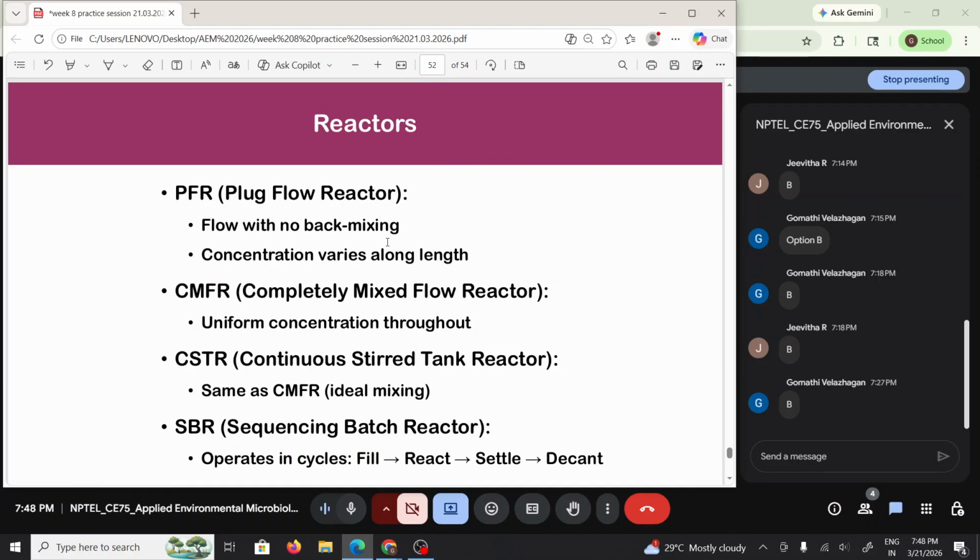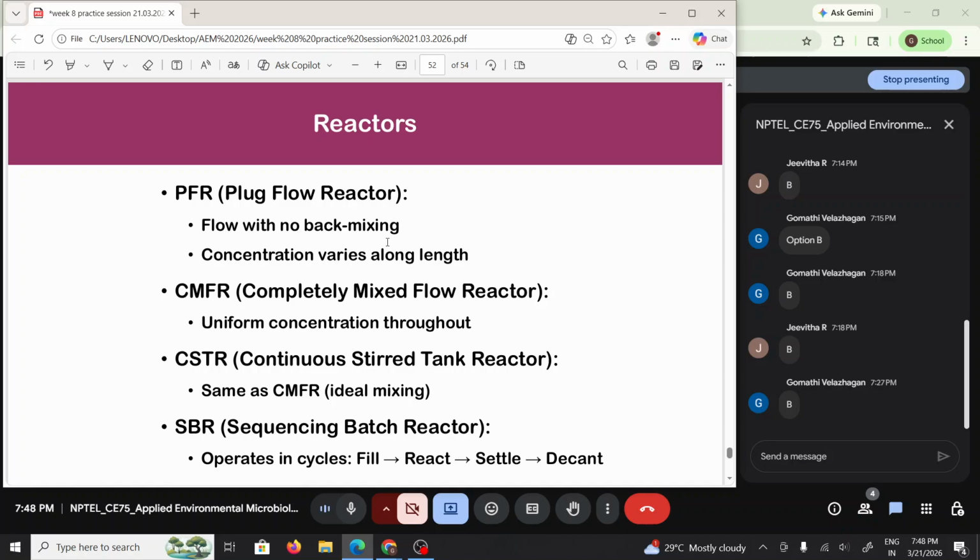And we just saw the difference between a plug flow reactor and a CSTR, and you also have a completely mixed flow reactor. This is also similar to the CSTR, but you can operate that in batch as well, so it depends on the mode of operation as well.